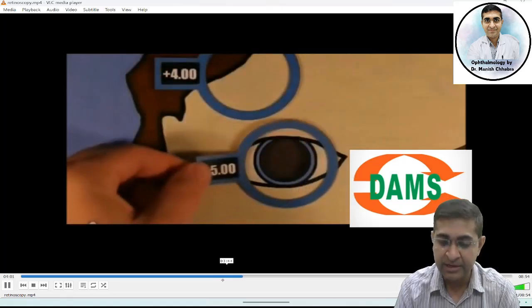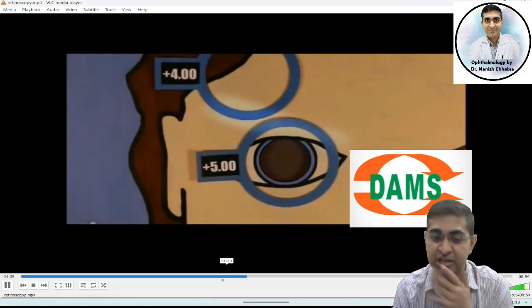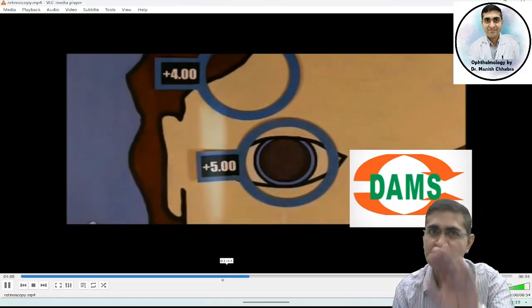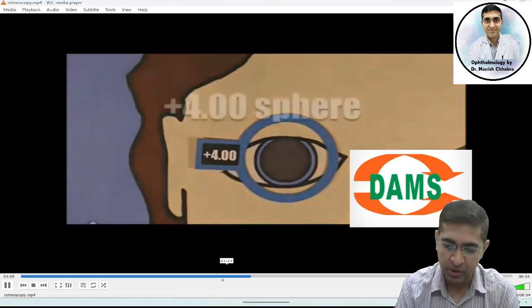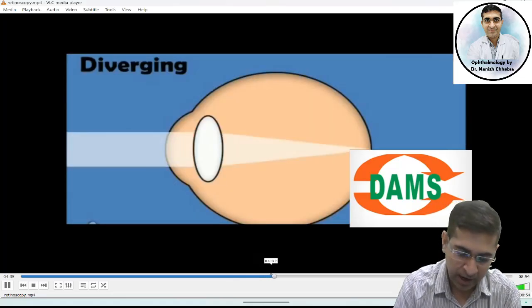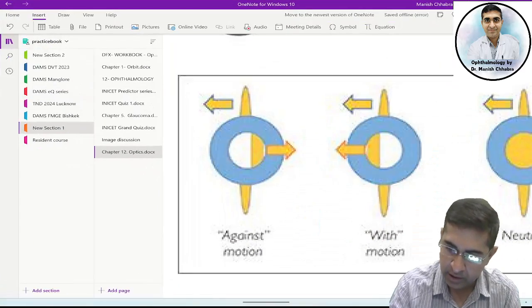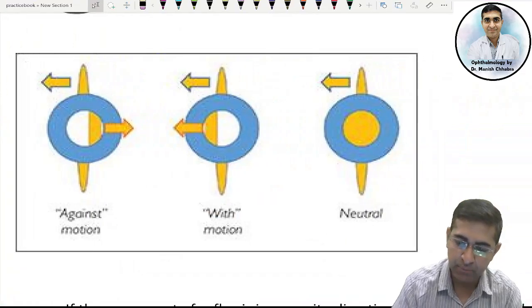Let's try increasing the power and see where the reflex is going. Oh, it has become opposite. So that means +4 power is the power of neutralization. Okay, all right, so I hope you have understood this. Okay, now I am going to be a little more conceptual.